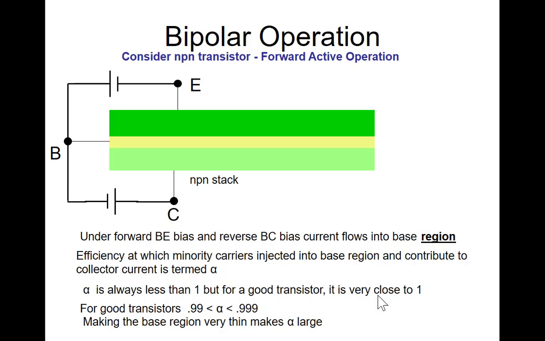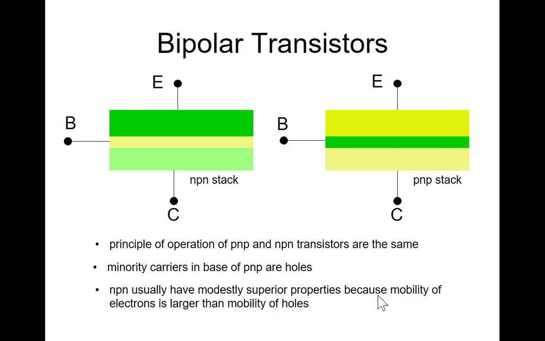Making the base region very thin makes the alpha large. If you make it too thin, you'll lose the region and the device will quit working. Okay? Principal operation of PNPs are the same. You forward bias the base emitter junction. You inject, in this case, holes into the base region, and you reverse bias the base collector junction, and those holes are now again attracted to the collector.